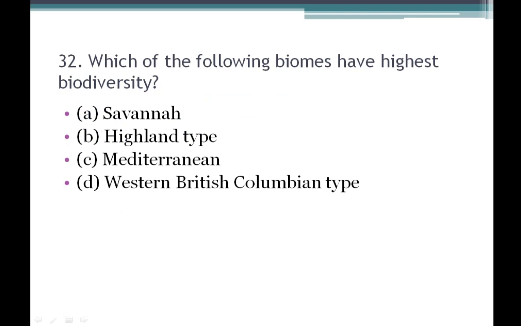Question number 32. Which of the following biomes have highest biodiversity? Option A, savanna. Option B, highland type. Option C, Mediterranean. Or option D, Western British Columbian type. So the correct option is option A, savanna. Because savanna is what we call the area of ecological niche, or we can also say that savanna is a transition zone between two different biomes.